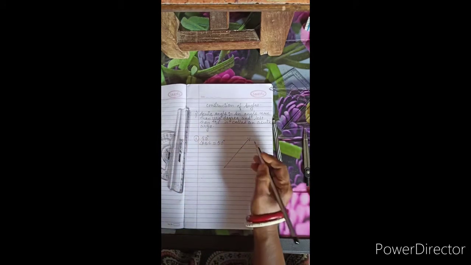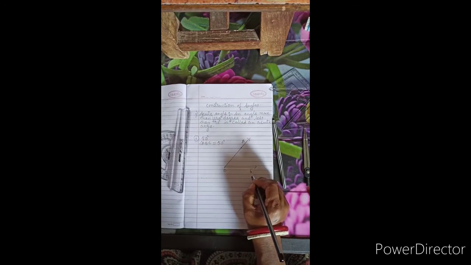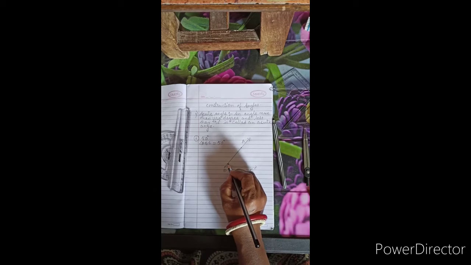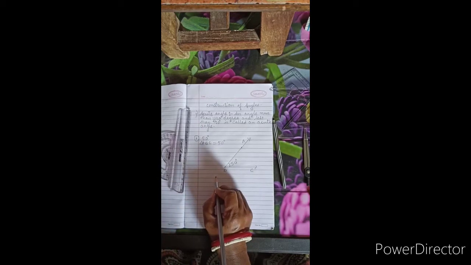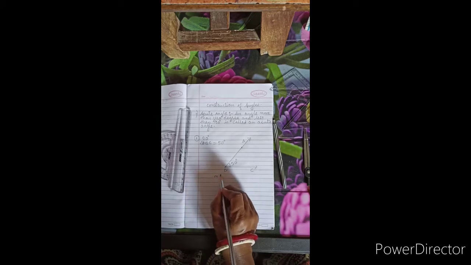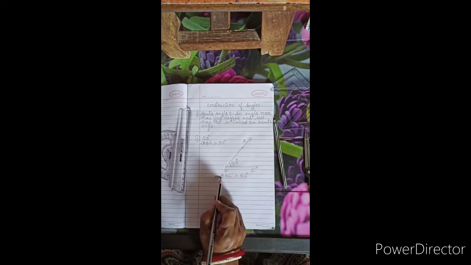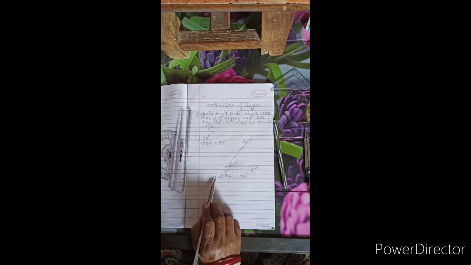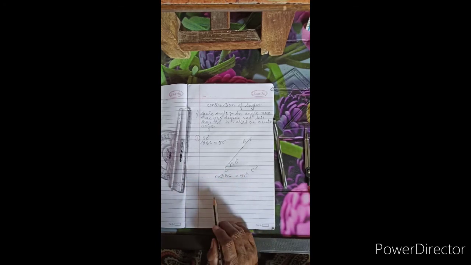So this is angle ABC. Name this as A, this as B and this as C. Here it is of measure how much? 50 degree. You have to write it in this form. M indicates measure. Measure of angle ABC is equal to 50 degree. This symbol indicates angle.